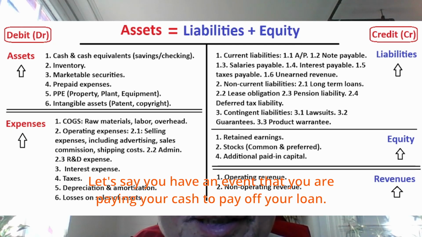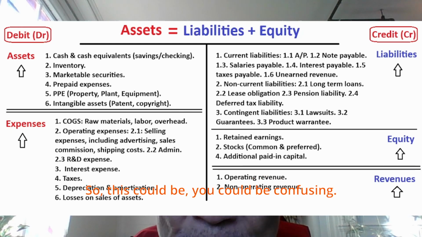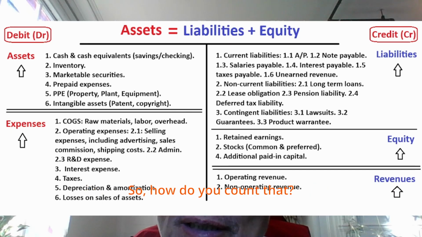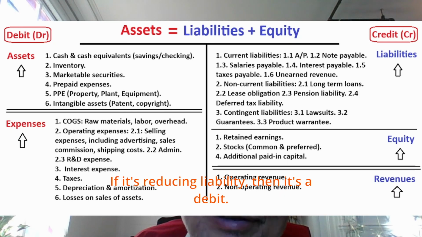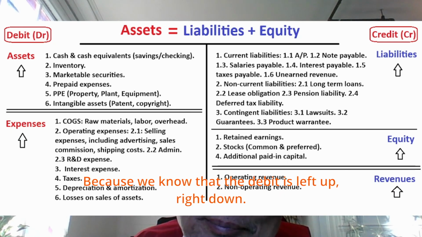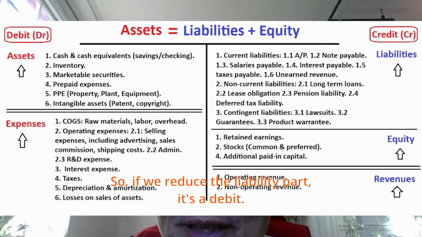Let's say you have an event where you are using your cash to pay your loan, right? This could leave you confused. You ask, how do I count that? Is that reducing liability? If it's reducing liability, then it's a debit, right? Because we know that debit is left up, right down. So if we reduce the liability part, it's a debit.